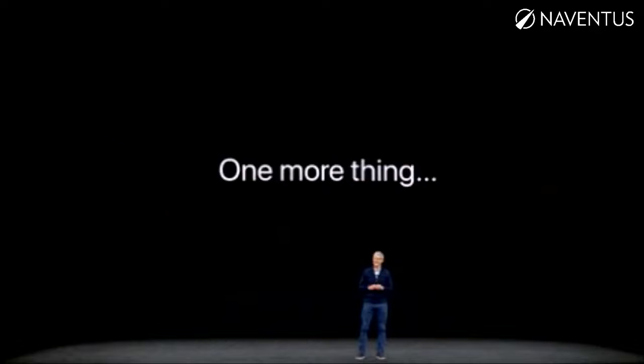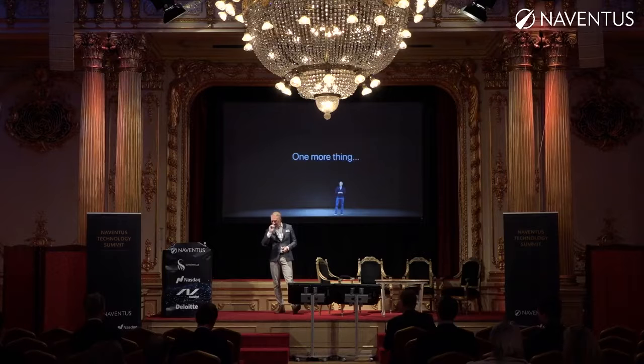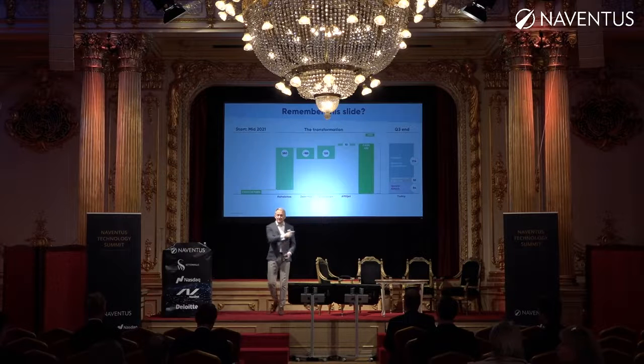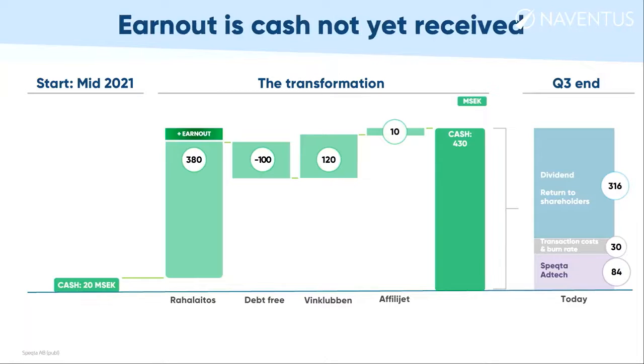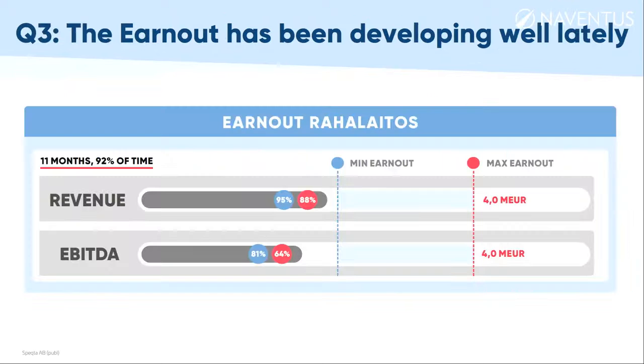One more thing before I let you up on the stage again, before I leave you. Do you remember this slide? We talked about the cash position. We have one more thing. We have an earnout on the Rahalitos case. We've been driving Rahalitos' business for over a year now to get more cash. It's a tilläggsköpeskilling, it's an earnout. And right now, we're at the end of this earnout.